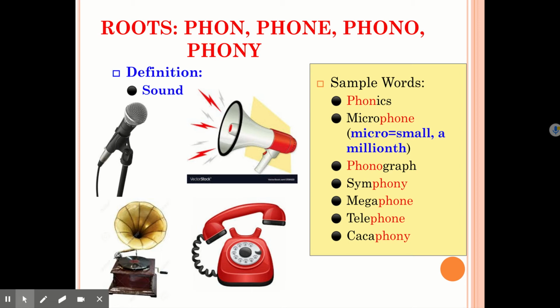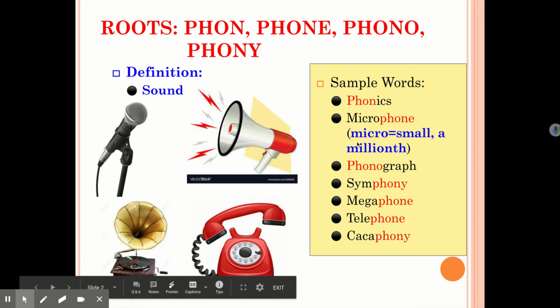And then finally, we have cacophony, which is a loud, unpleasant mixture of sounds. So let's say, for example, you went somewhere where there was a lot of animals, and then something caused all the animals to start making a bunch of sounds, which might not sound very pleasant. That would be considered a cacophony. Okay, so all of these roots, phon, phone, phono, and phony mean sound. And make sure you also write down micro means small or a millionth.